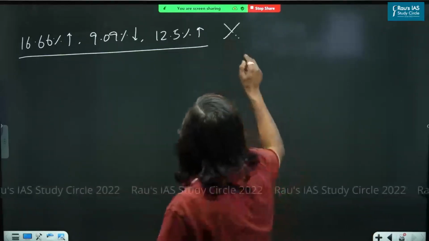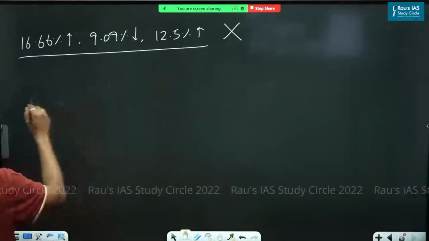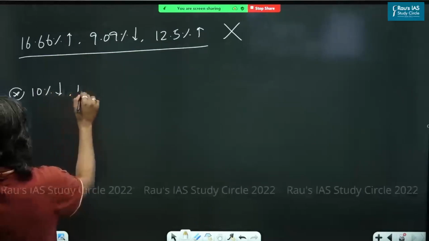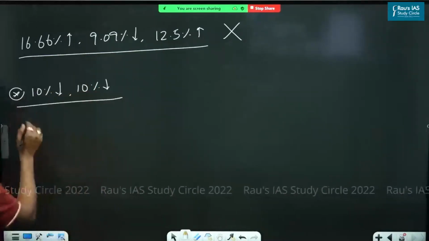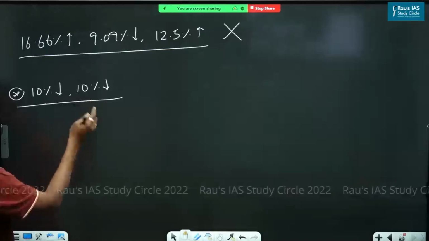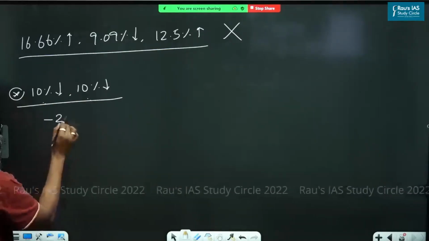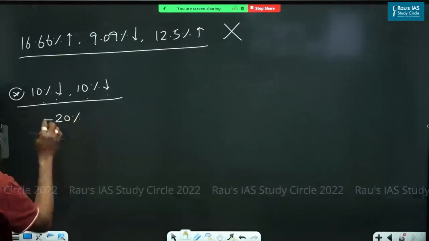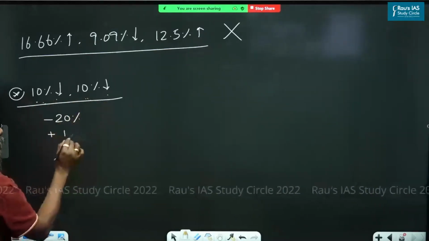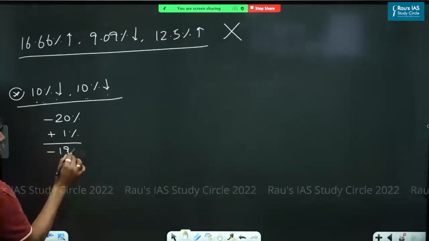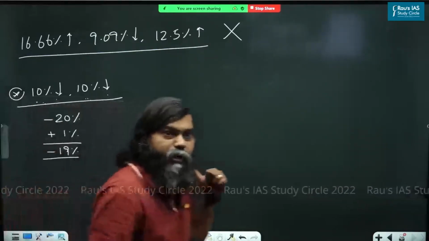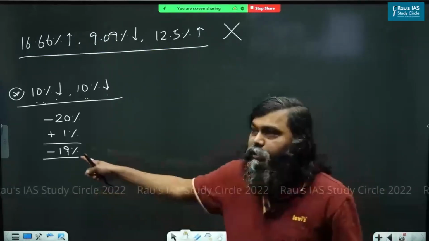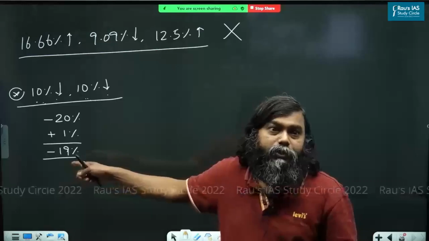Later on, we will solve like this. Wait for some time until tomorrow's class. Only 2 more minutes, and we can wind up the topic today. 10% decreasing, 10% decreasing. First, x plus y: minus 10, minus 10, so minus 20. Then multiply: minus into minus is plus, 10 into 10 is 100, divided by 100 is 1. That means minus 19%. If anybody is a little weak in signs, then don't prefer this interpretation.